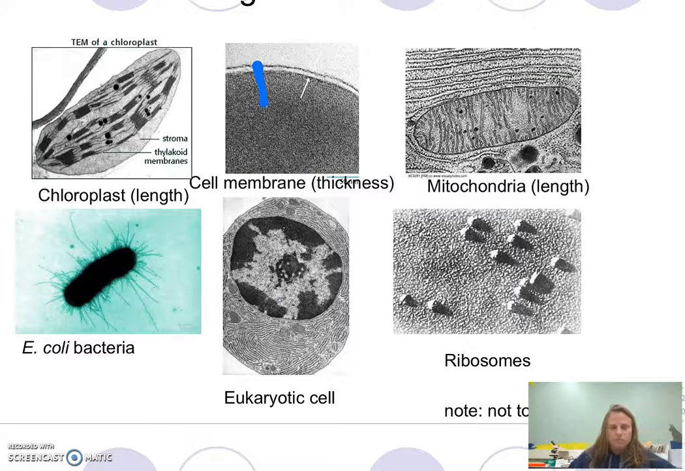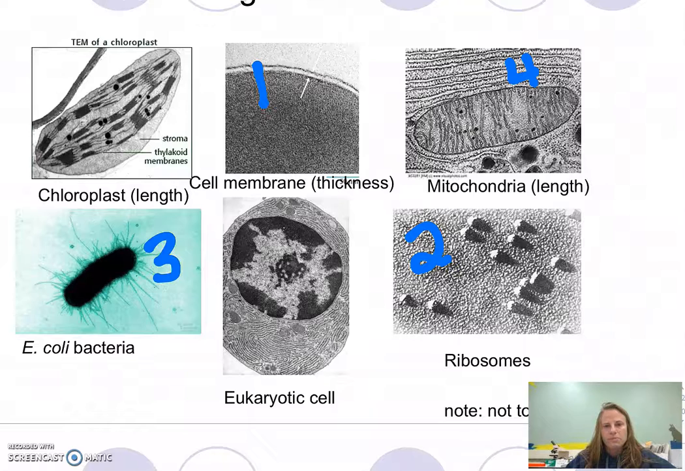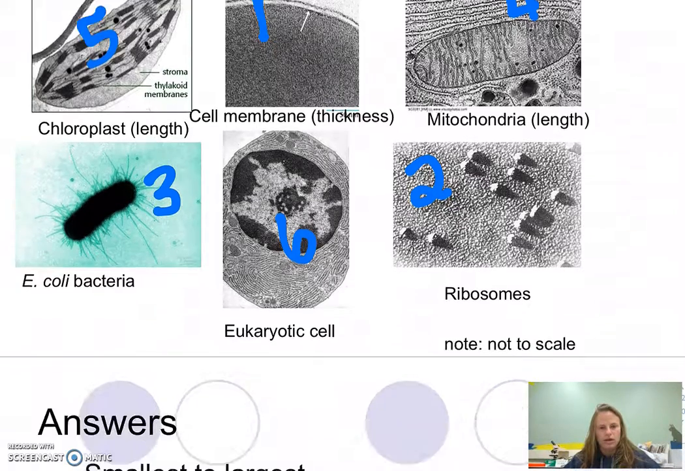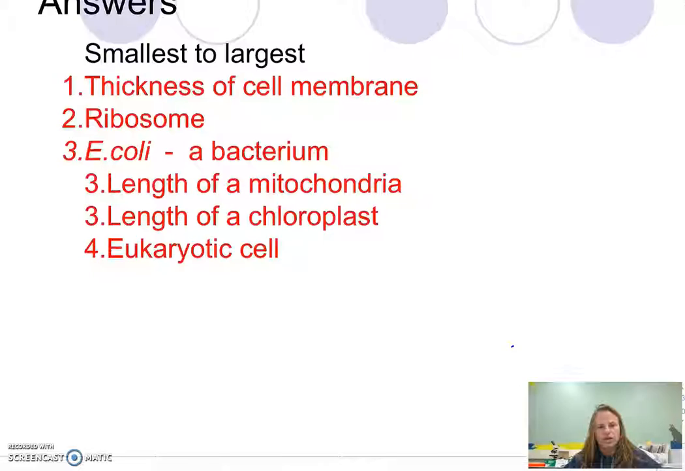So first would be the cell membrane, the thickness of it. Second would be an organelle known as ribosomes. Third would be our E. coli. Fourth would be the mitochondria. Remember, one of the pieces of evidence for the endosymbiotic theory is that the mitochondria and the bacteria are similar in size and shape. Mitochondria is just slightly larger. Then you've got the chloroplast, and lastly, the largest in this grouping would be our eukaryotic cell. And those are the answers.